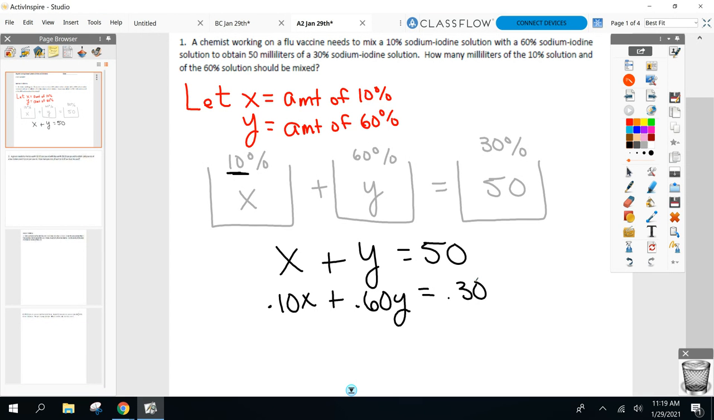0.30, because remember, I multiplied it by how much was always in there. So 0.30 times the 50 I already know is in there. So there are your two equations, everyone: how much total I have, and then I work with the percents.